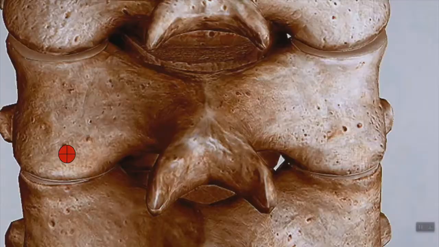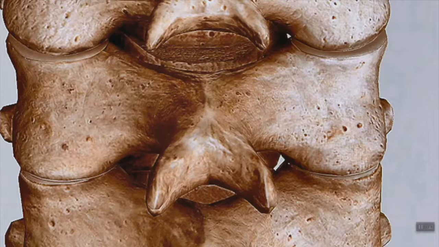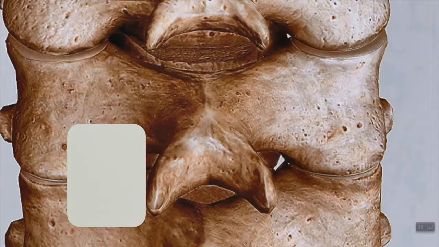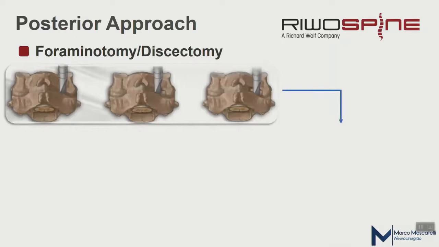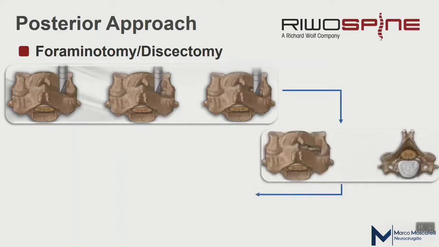Here we demonstrate our access point and our goal, to partially remove the upper and lower lamina, as well as less than 50% of the joint. Another question is, how much bone is necessary to remove to open the foramen? About the technique, the foraminotomy and discectomy. We start the procedure by removing a few millimeters from the upper and the lower lamina, as well as from the joint, for the foraminotomy to be performed. After this step, we can proceed to the discectomy if necessary, like this image.